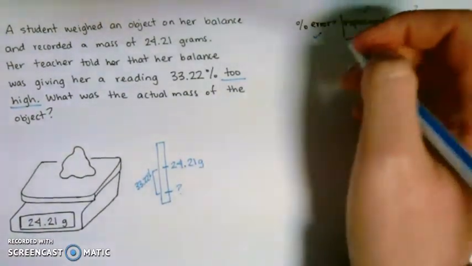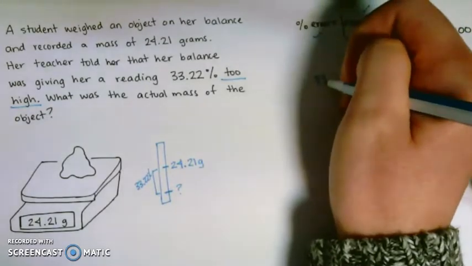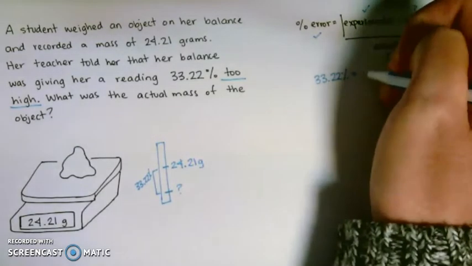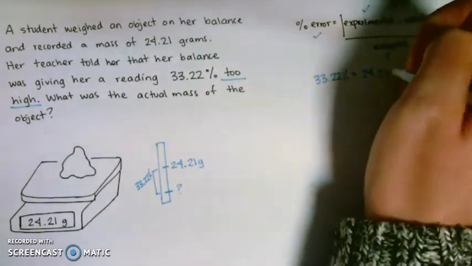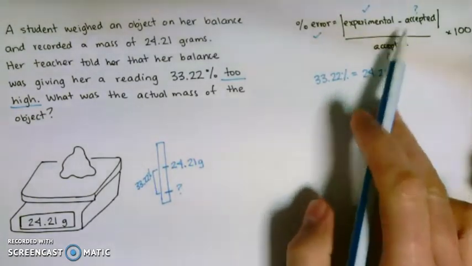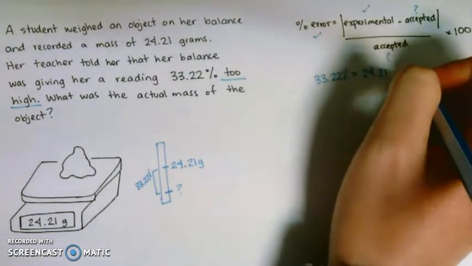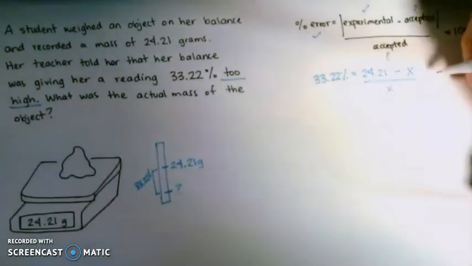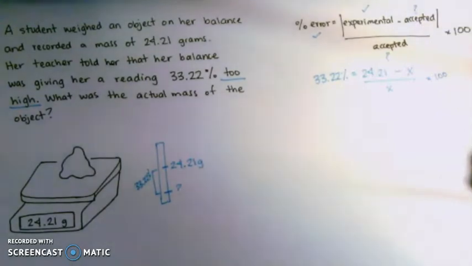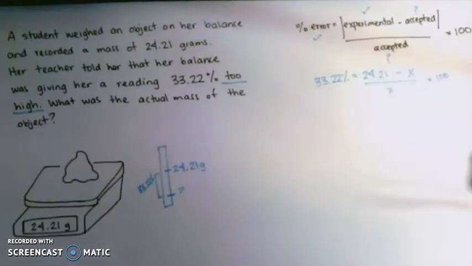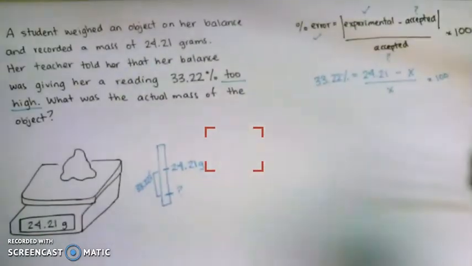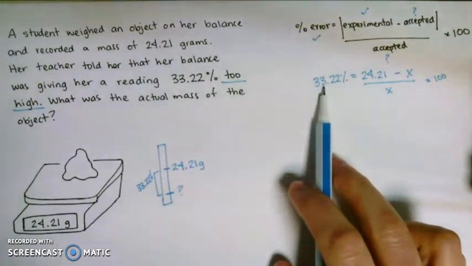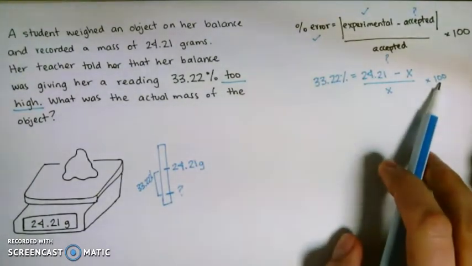So in this case, we have our percent error is 33.22%. The experimental value is 24.21. We don't know the accepted value of either one of these numbers, so I'm going to put an X instead of the accepted, and then we have here times 100. The first thing that I'm going to do is I'm going to change this, and I am going to be dividing this number by 100.